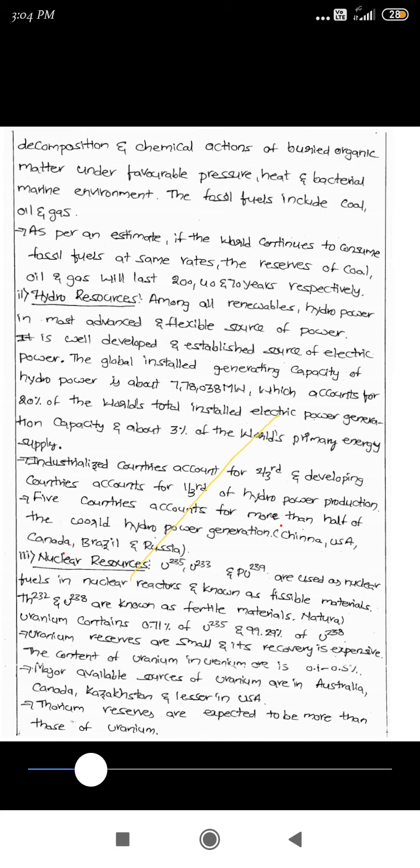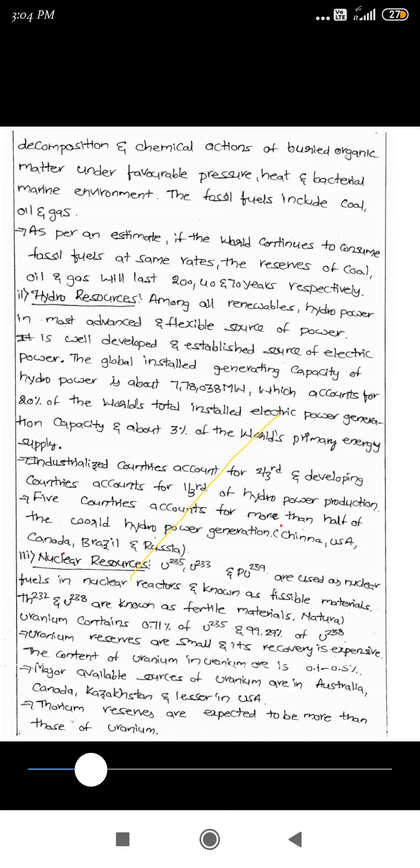Okay, next, nuclear resources. Here, in the nuclear plant, the input resource, that is the fuel, uses uranium-235, uranium-233 and plutonium-239. Any one of these materials can be used for a nuclear plant, and these are the fissile materials. Fissile means very dangerous materials of the nuclear power plant.